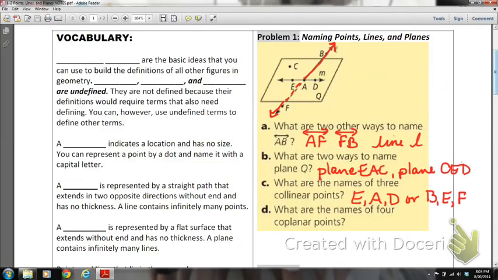What are the names of 4 coplanar points? Coplanar points, 3 of them can be on the same line, but the other one is not on the same line in this drawing. So E, A, D, and C are in the same plane.